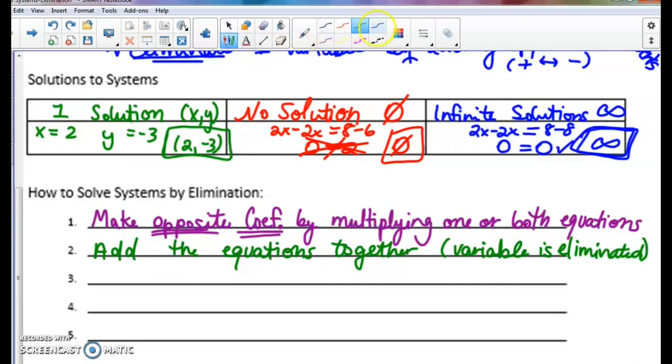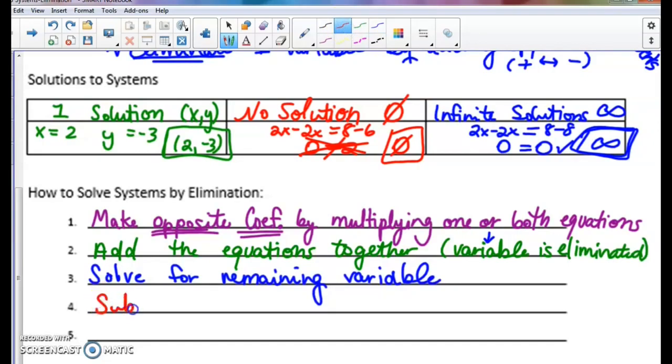Alright, step 3. So if we eliminate one variable, that means we still have another one left. So solve for the remaining variable. I know that sounds reminiscent of substitution, and this next part is going to be reminiscent as well, in that step 4 we're going to substitute the value of the variable into an original equation. So one of the ones we were given.